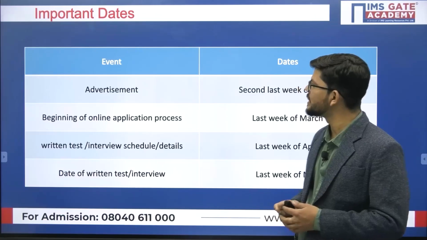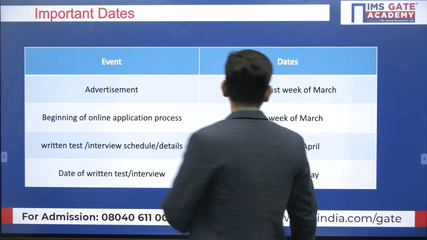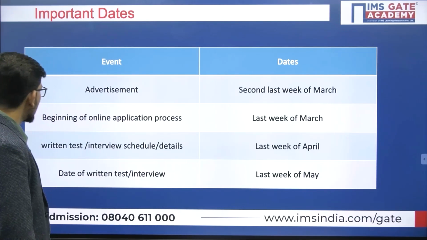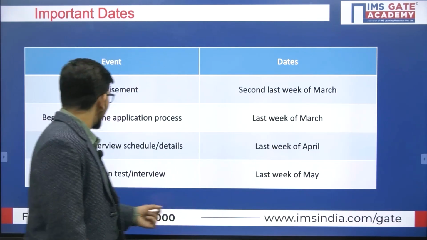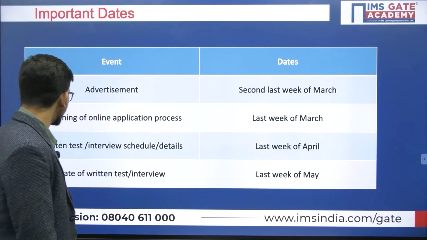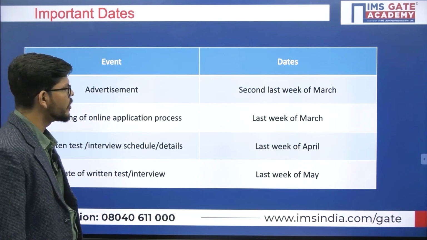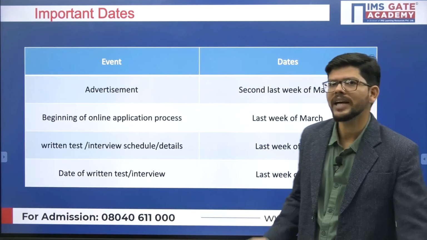Now important dates. IIT Madras will give its advertisement probably in the second last week of March. The online process will begin in the last week of March, and then the interview schedule will come in the last week of April, and the interview is probably going to happen in the last week of May. So this is all about IIT Madras.